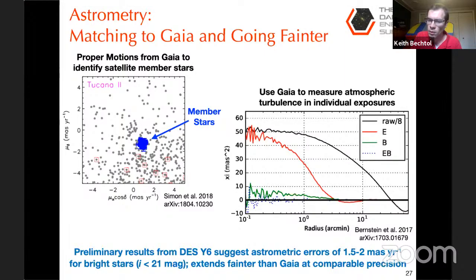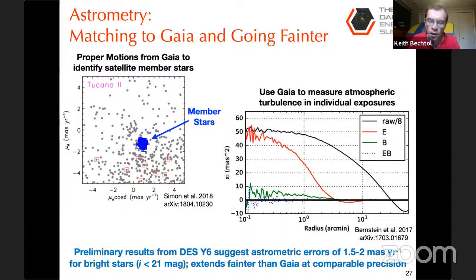And we think that with DES, we'll be able to get the astrometric precision to the level of something like 1 to 2 milli-arcseconds per year in terms of the proper motion precision that we could measure for bright stars. And so this is actually quite comparable and competitive to Gaia, but for DES we'd be able to extend fainter. Now as you get fainter, you run into shot noise, but I think it's really exciting that we've shown with these ground-based galaxy surveys that we can make competitive astrometric measurements.